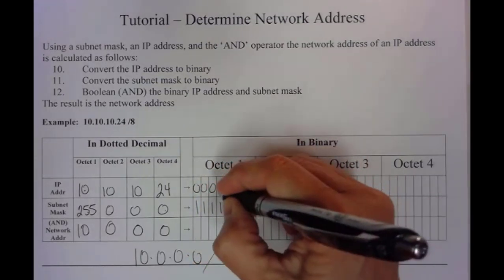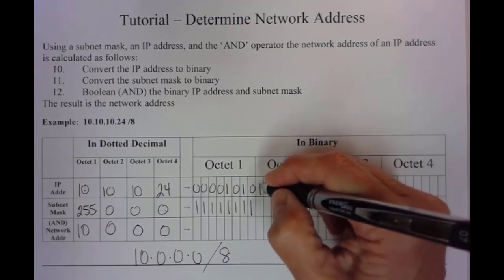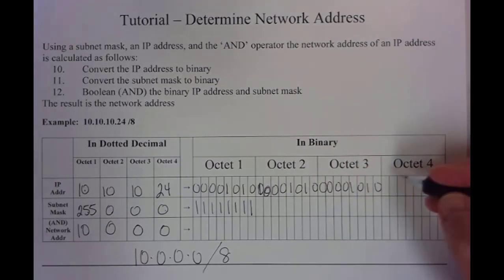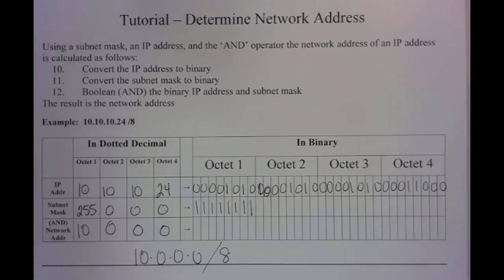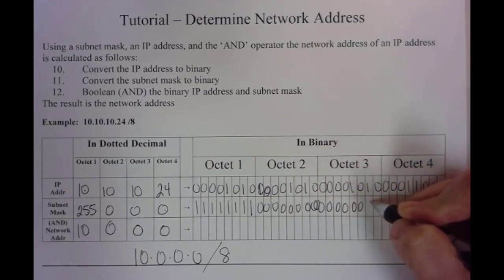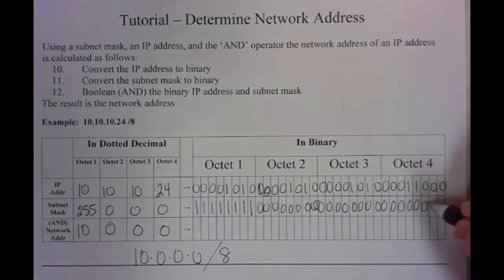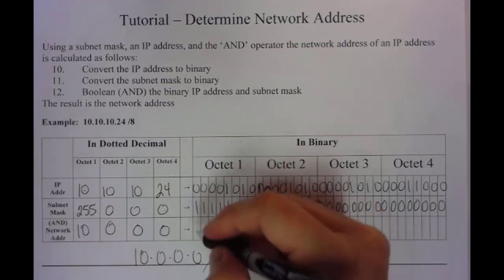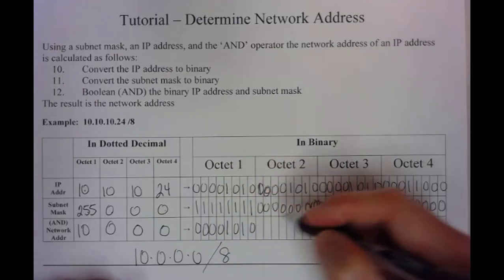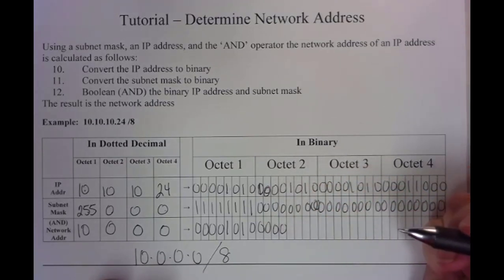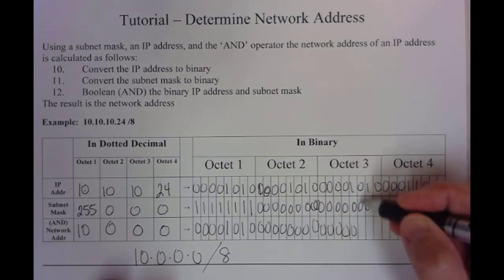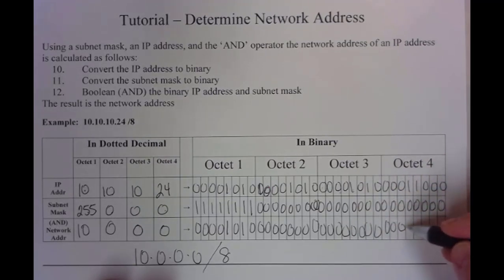Let's do the binary. Let's prove ourselves right or wrong. 0000, 0000, and then I've got a 24 subnet mask. All of these are zeros. Okay, if I do the Boolean, we know that we're just comparing. I'm just going through here and I'm doing the Boolean. We're proving our numbers. So 0, 0, 0, 0, 1 and 0 is 0. See where I'm going with this, right?